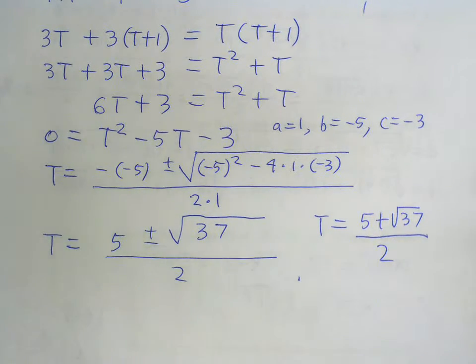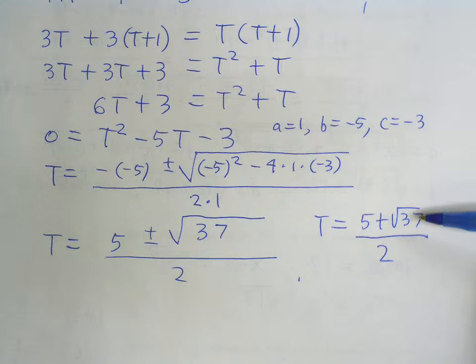So if you need to round this number to the nearest tenth, then you can use a calculator to find the square root of 37. But notice that the square root of 37 is close to 6. It's a little bit bigger than 6. And 5 plus 6 is 11. 11 divided by 2 is 5.5. So Cindy's time is approximately 5.5 hours. So Bob's time is about 6.5 hours because he takes 1 hour longer.